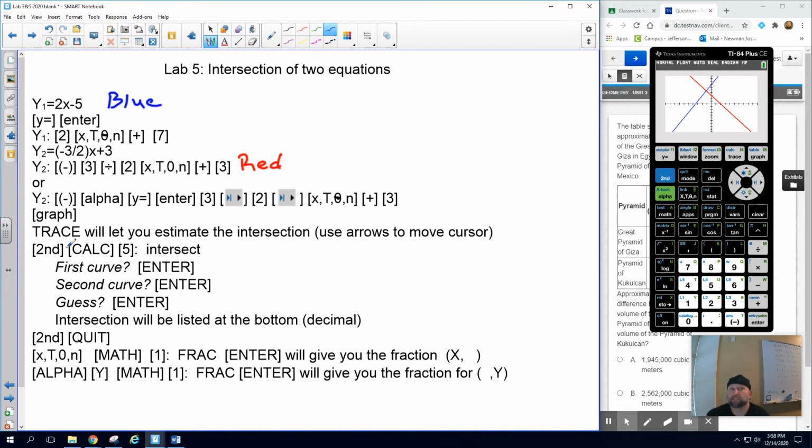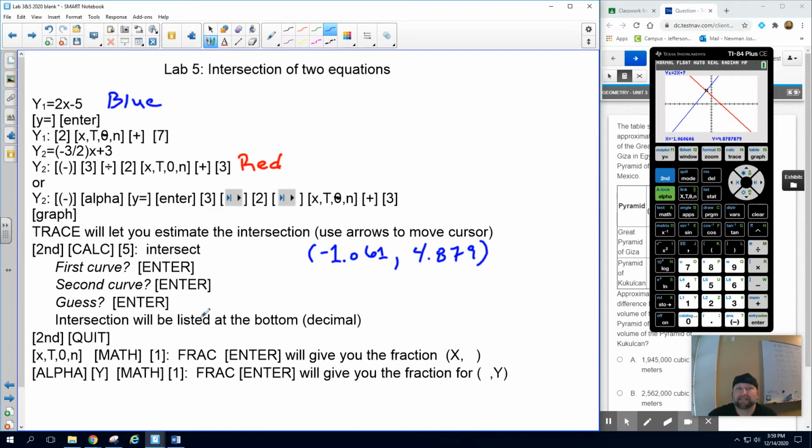So now we want to find the actual intersection. So if we use trace, again, we can go along and go almost to where we think it's intersecting. So here we get -1.06. So write that out as -1.06, 1, 4.879.